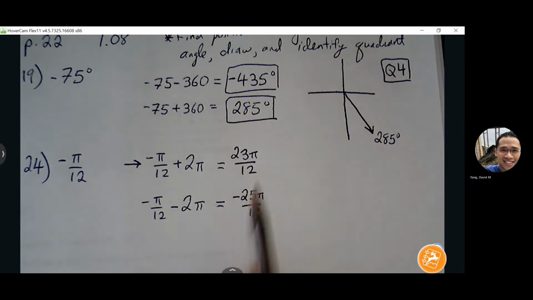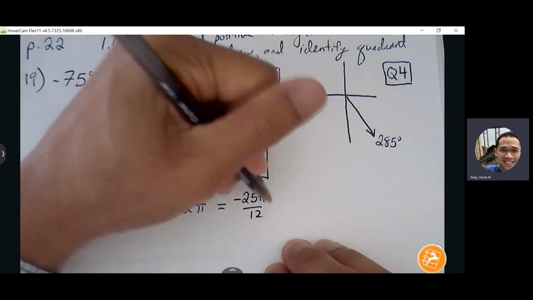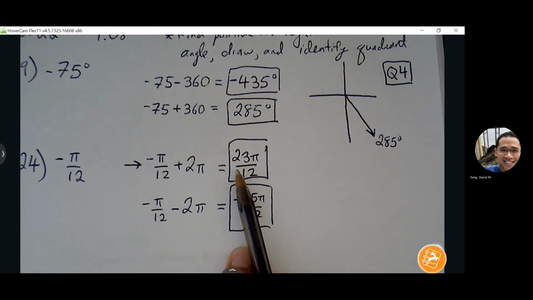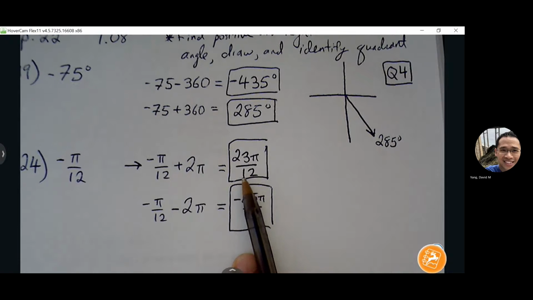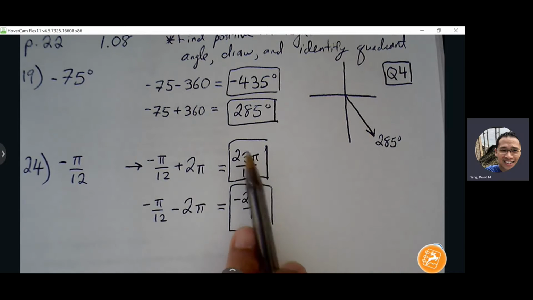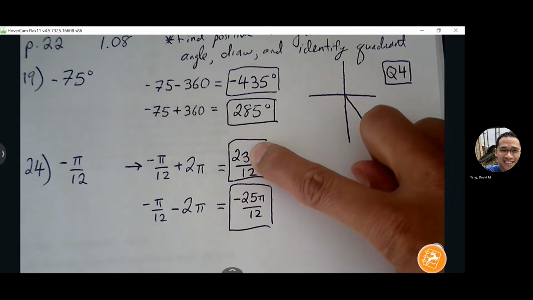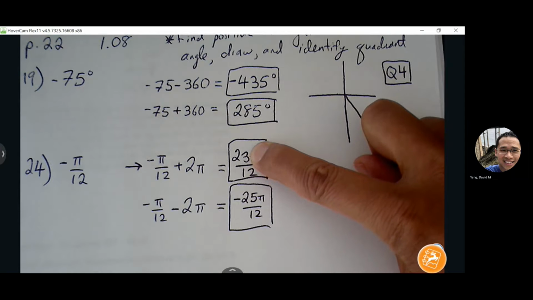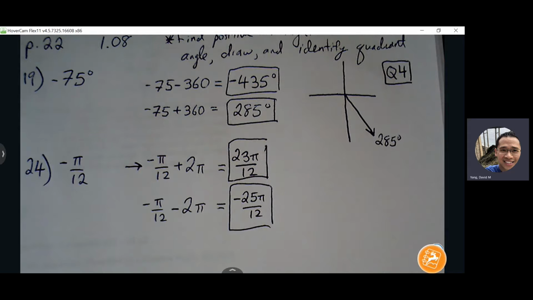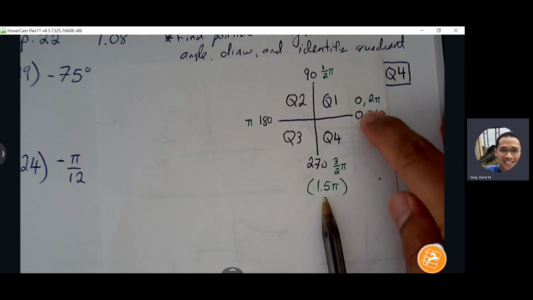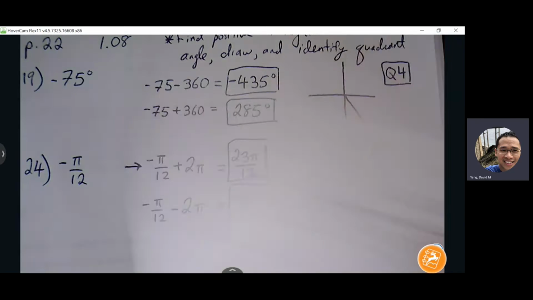Okay. I have a positive coterminal and I have a negative coterminal. Look at that fraction value, 23 over 12. What's the decimal version of that? Without the pi. Without the pi, just the fraction. 1.9, right? So 1.9, which quadrant is that going to be in? Fourth, right? Because 1.9 is between 1.5 and 2. So we know it's going to be the fourth quadrant.